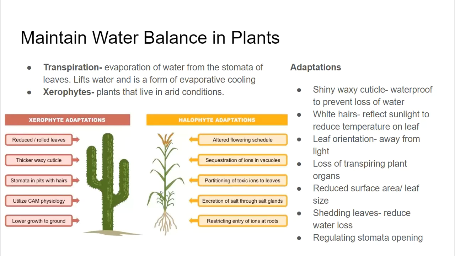Some adaptations might be a shiny waxy cuticle, which makes it waterproof to prevent the loss of water. White hairs help to reflect sunlight to reduce the temperature on the leaf, as a higher temperature will increase transpiration. Leaf orientation can change, so some plants will orient their leaves away from the light to reduce transpiration. Loss of transpiring plant organs happens in some plants so that we don't actually see transpiration happening. Other adaptations include reduced surface area and leaf size, shedding of leaves, and the regulating of stomata opening.